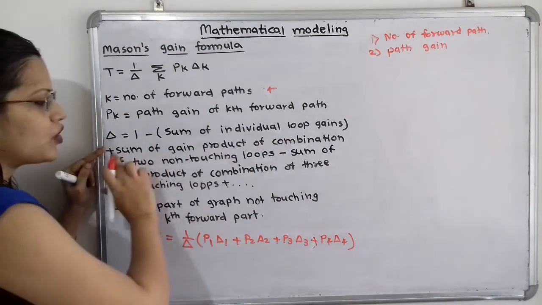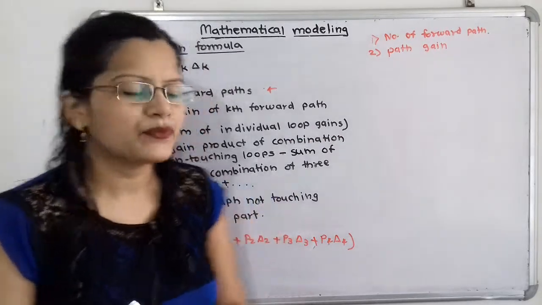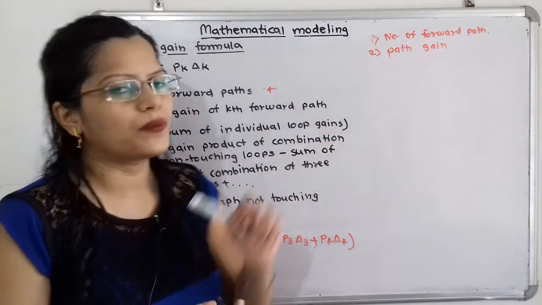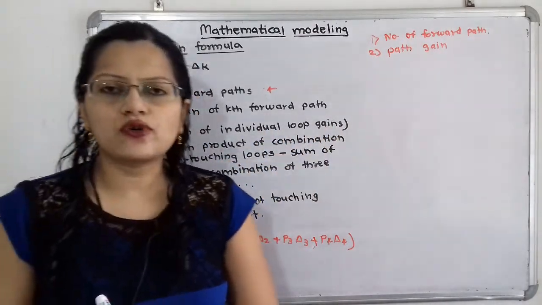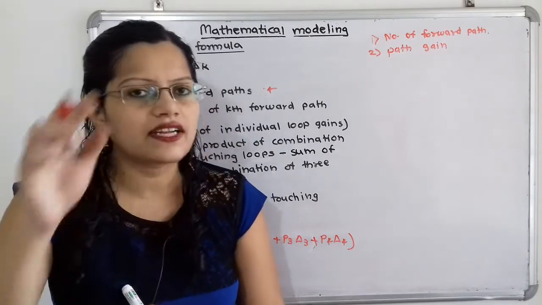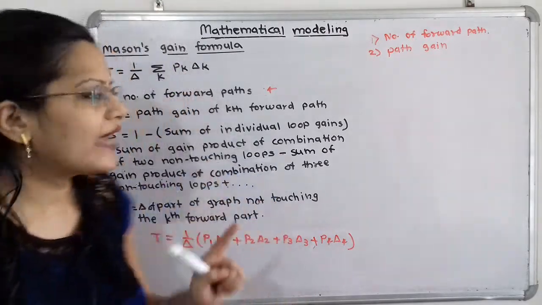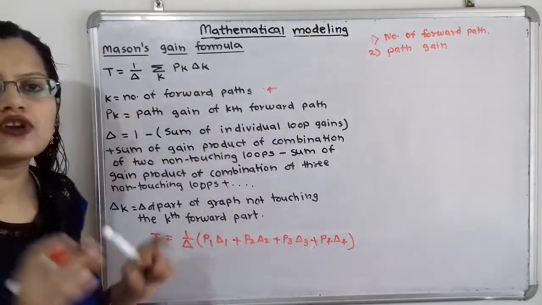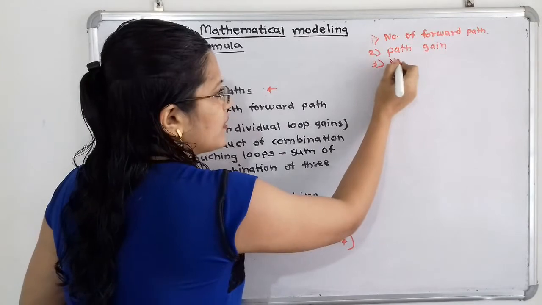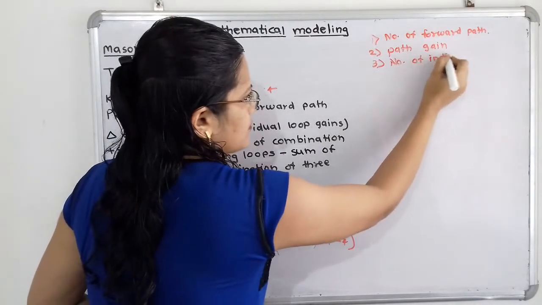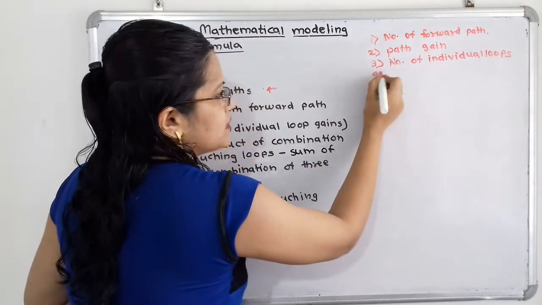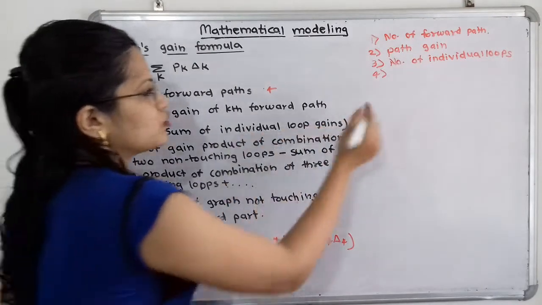So here is the formula for how to find the value of delta. Delta is equal to 1 minus, in the bracket, the sum of individual loop gains. So what is the meaning of loop gain? That is the gain product of all the branches contained in that loop. So for that we have to first find out how many individual loops are there. So the third point is that we have to find out the number of individual loops. And then from this we will find out the individual loop gains.